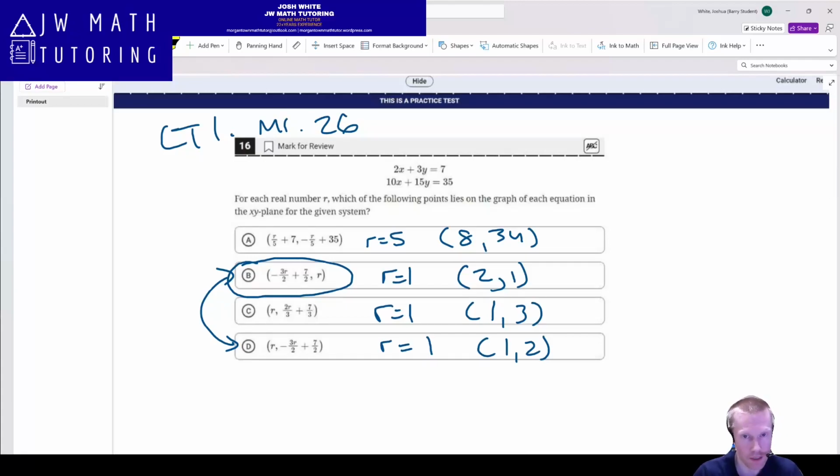So you can go through again, plug these in, whether top or bottom line. I just use the top because the numbers are smaller. The only one that's going to work is B. 2 times 2 is 4, plus 3 times 1 is 3, equals 7. 4 plus 3 equals 7, so it checks, it confirms.